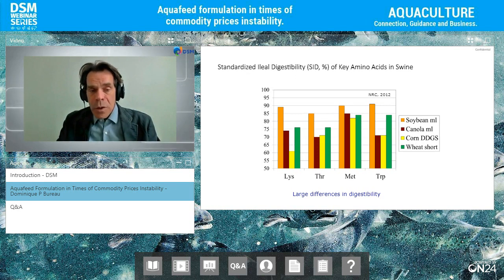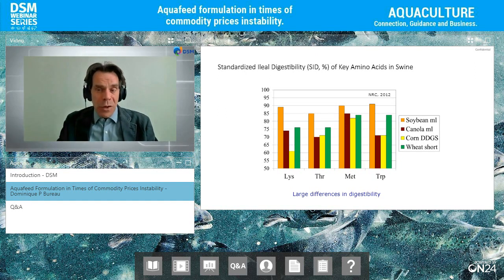And look at the wheat shorts, right? It can be highly variable. So even though wheat gluten is very highly digestible, wheat shorts and other byproducts can be of variable and lower quality, and you have to be careful about this. When you have a milling byproduct that is variable and coming from different places, you have to be a little bit worried about this because the digestibility can be variable.